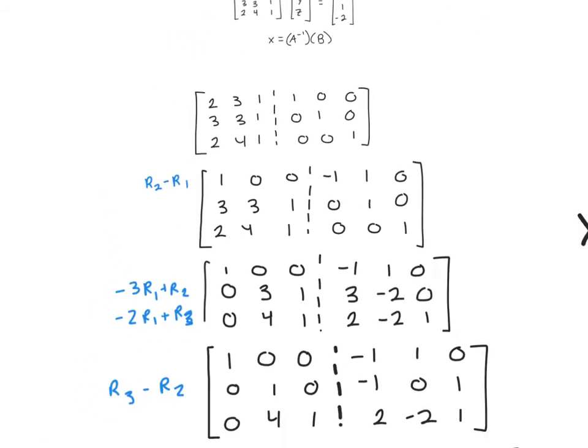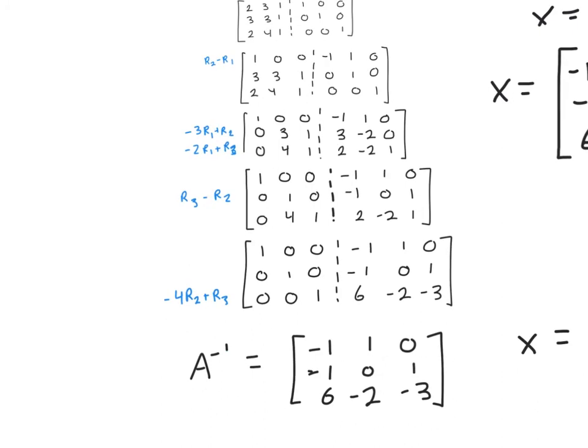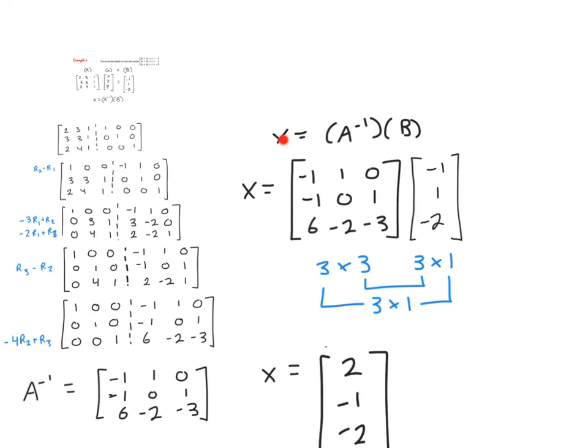Okay, so here's that process that we just did in the last example. Here you should end up with A inverse as -1, 1, 0, -1, 0, 1, and 6, -2, -3. Now you're going to take that, and as we talked about, we're doing x equals A inverse times B. So here's A inverse, here's B, and we'll check to make sure that we can actually multiply them, which we can, and our result should be a 3 by 1 matrix.